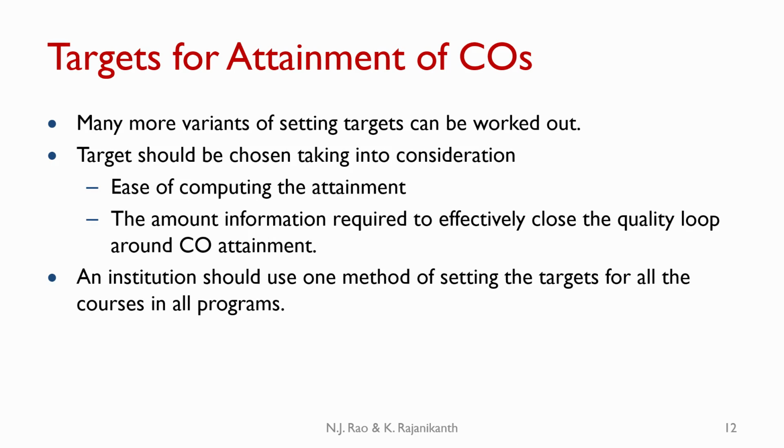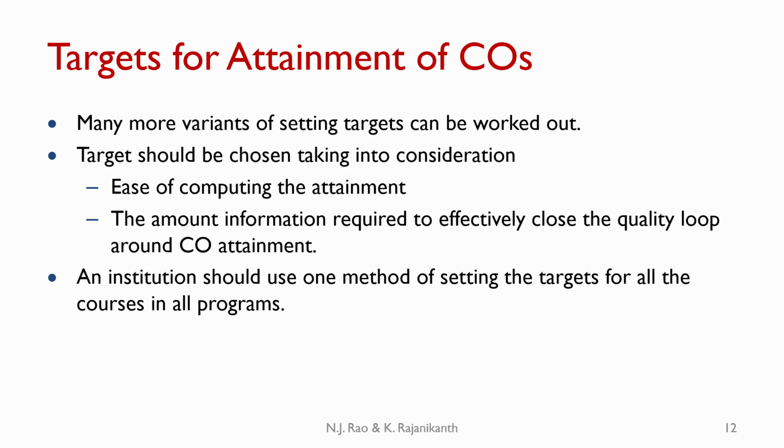So, there are many more variants of setting the targets, but targets should be chosen taking into consideration ease of computing the attainment. Even if we are using a tool, it should be simple to compute the attainment, and the amount of information required to effectively close the quality loop around the CO attainment, in the sense that figuring out the attainment level, comparing it with the target level, and based on the performance gaps that are found, working out the improvement plans to raise the attainment levels the next time the course is offered. That will be closing the quality loop.